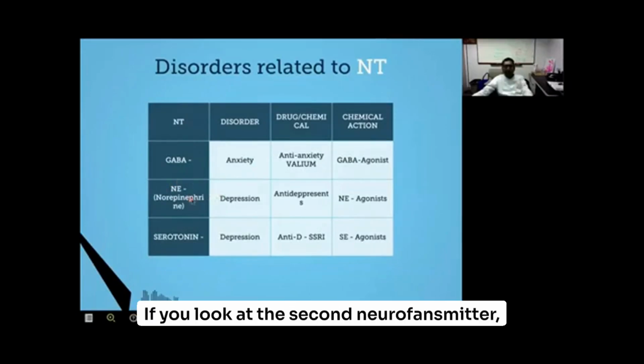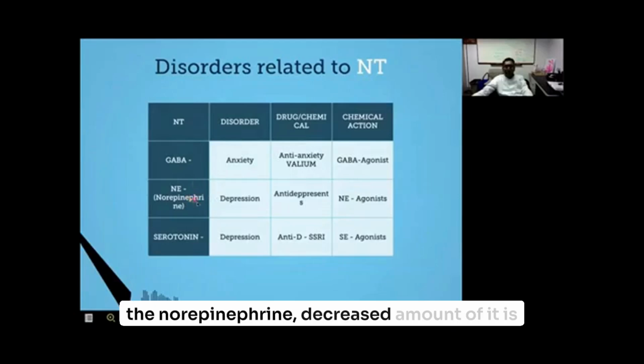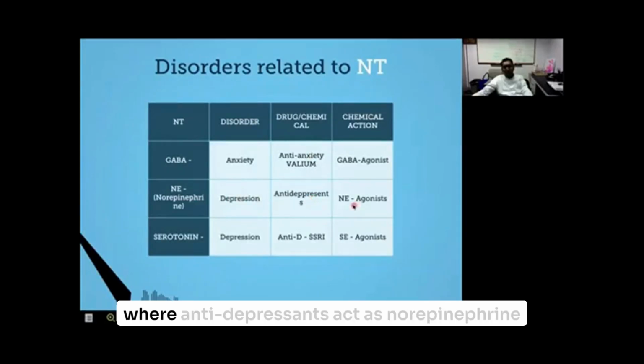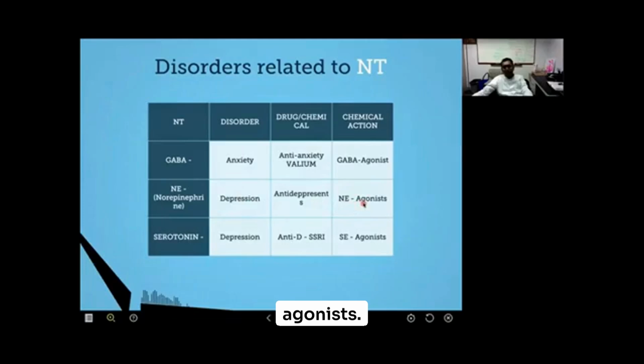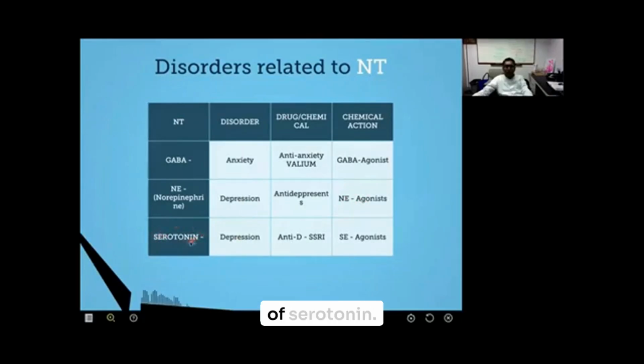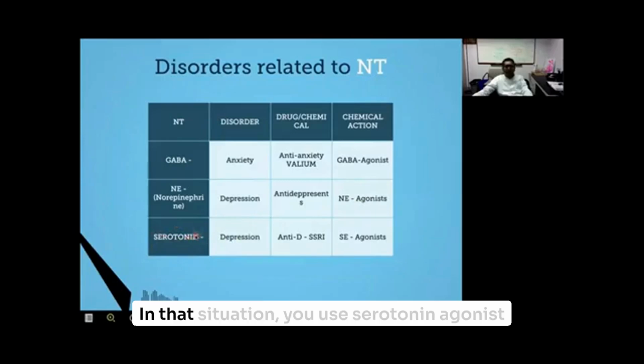If you look at the second neurotransmitter, norepinephrine, a decreased amount of it is often associated with depressive symptoms. Several antidepressants are used, where antidepressants act as a norepinephrine agonist. Depression is also associated with decreased amounts of serotonin. In that situation, we use serotonin agonists to increase the availability of serotonin.